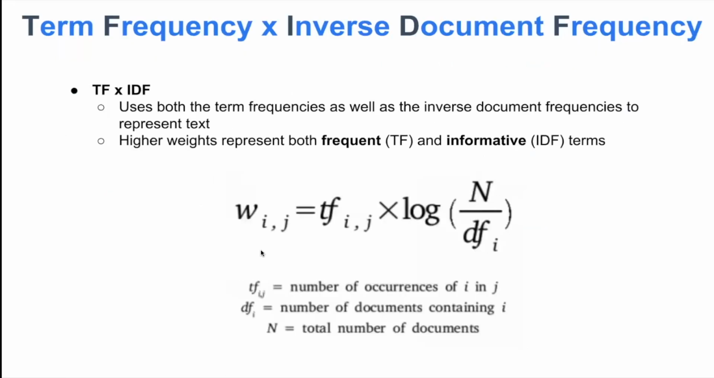So then, combining those, we have TF-IDF, or term frequency inverse document frequency, where we're using both the term frequencies and the inverse document frequencies to represent text. In this case, higher weights are going to represent both frequent, from the term frequency, and informative, from the inverse document frequency, terms. And this equation is quite simple. It's just the term frequency multiplied by the inverse document frequency for each word i in each document j.